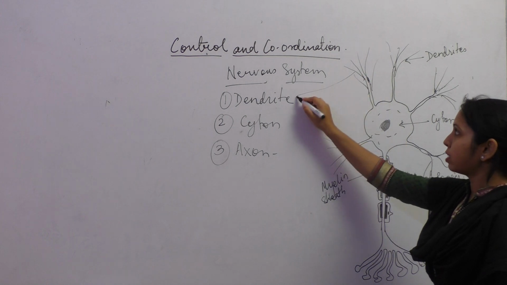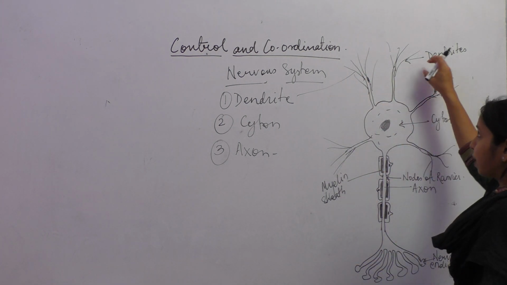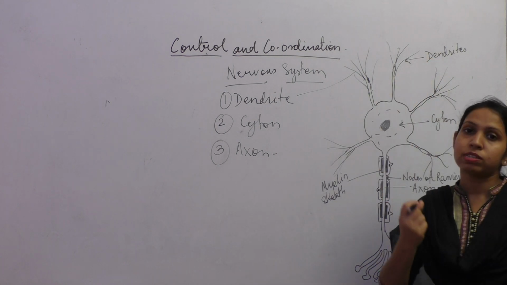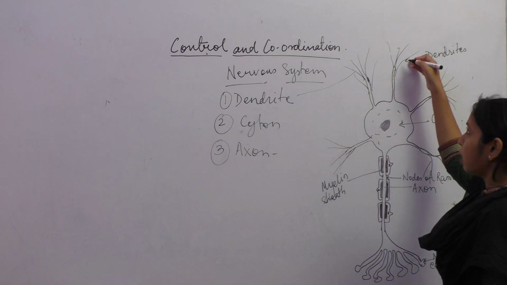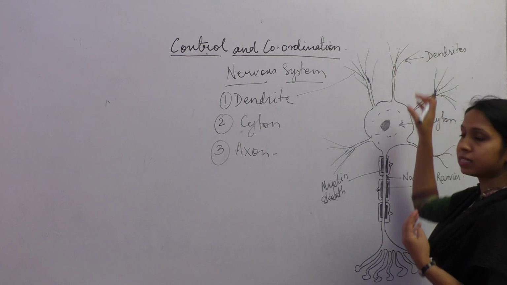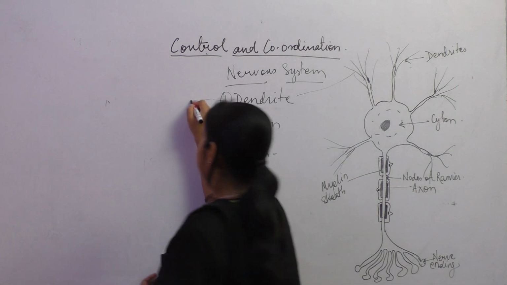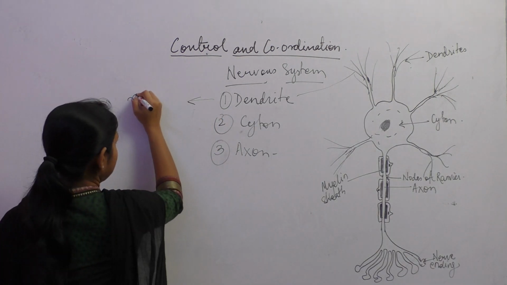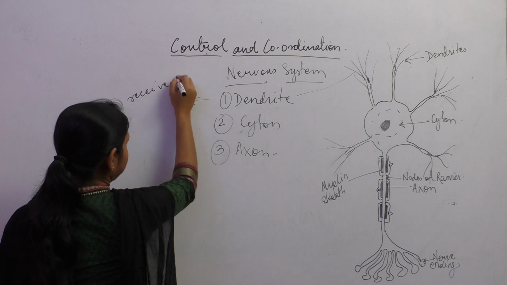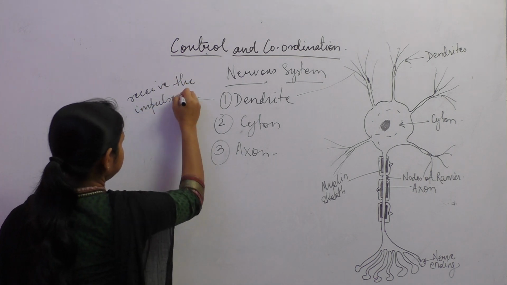...synapses are called your dendrites. Now what is the function of the dendrites? Dendrites are the ones who are going to receive the impulse. Whatever changes are occurring, they will be receiving them. So dendrites are meant for receiving. We can say the function of dendrite is to receive the impulse.